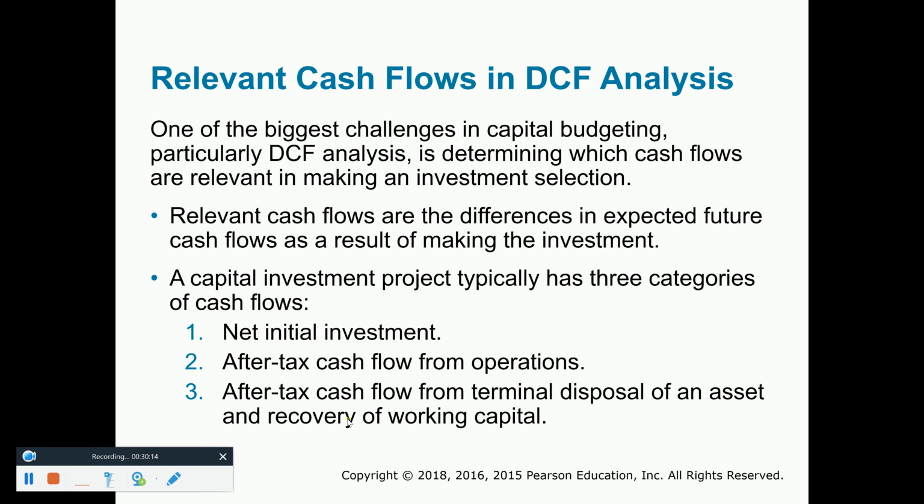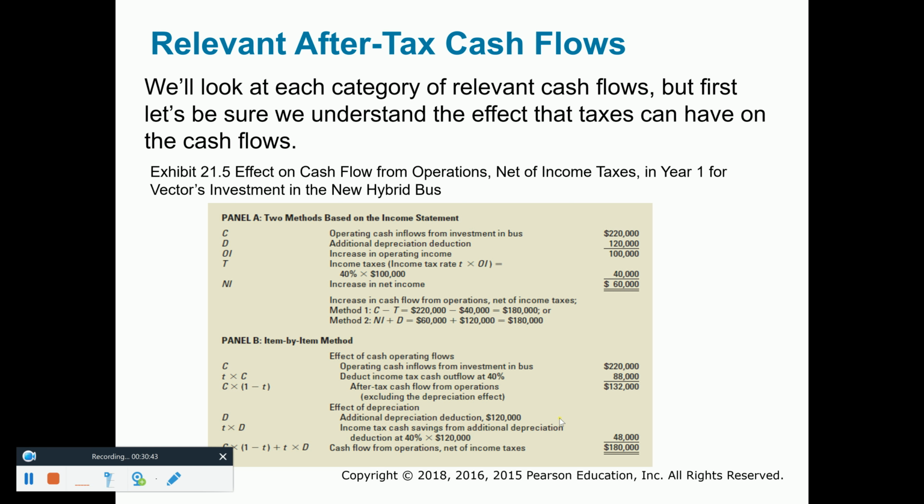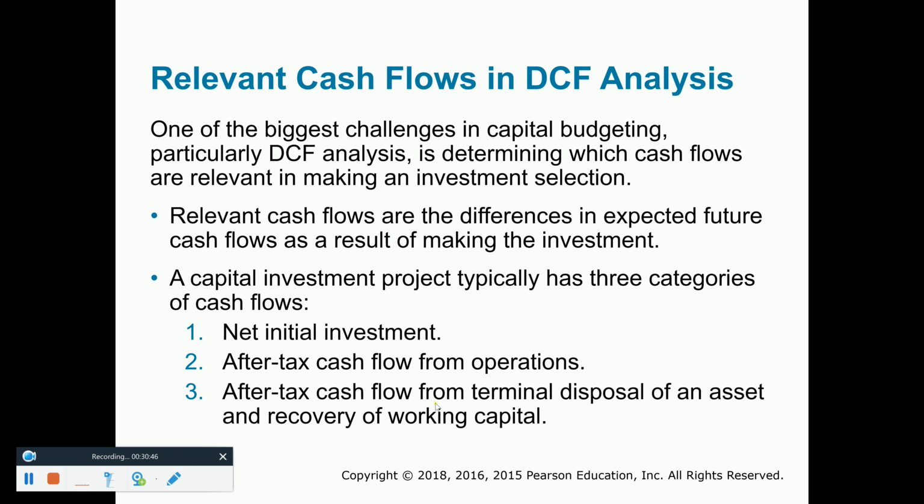And then, of course, at the end of the project, we may be able to sell our fixed asset or release working capital. And if that is correct, we're going to have a cash inflow at the end. Basically that's the after-tax cash inflow from the terminal disposal of the fixed asset, the investment, and the recovery of any working capital that we needed to tie up earlier in the project. So we're going to take a look at all three categories of cash flows when we are analyzing a project.